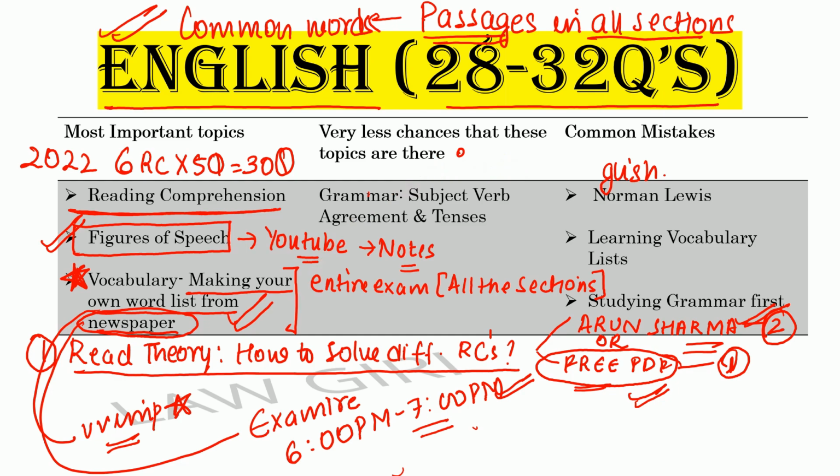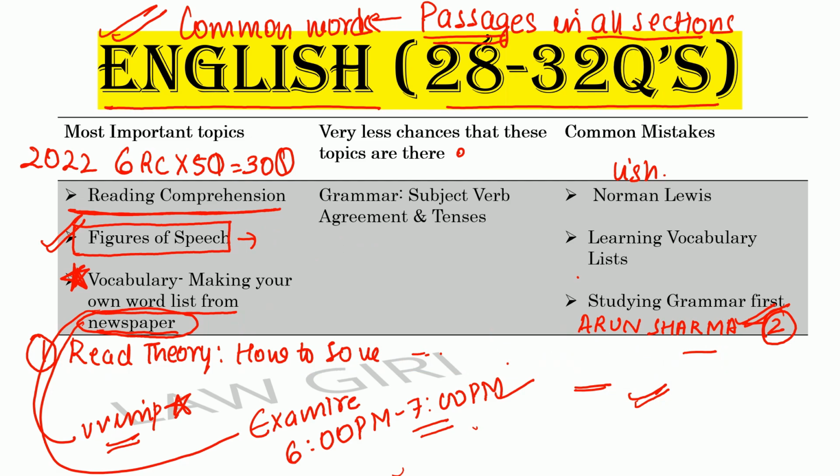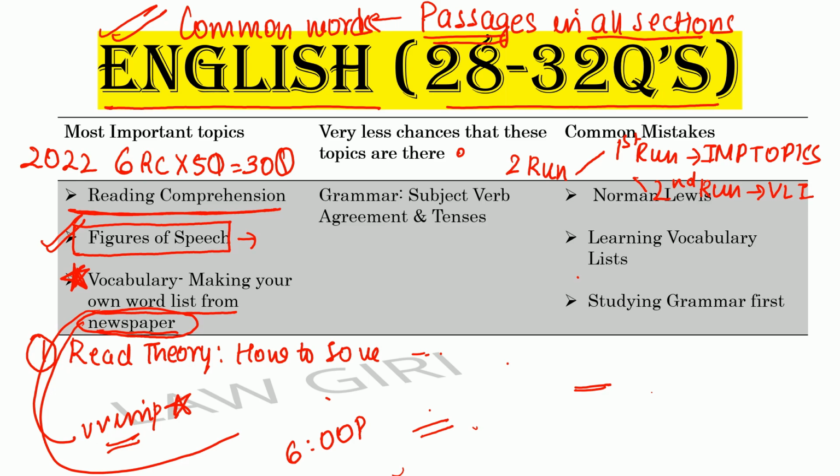Now, there are very few chances that these topics are going to be there is your grammar. So grammar, first, I always ask my students that you have to divide your preparation into 2 runs. What are these 2 runs? In the first run you're going to cover the important topics of all the sections. In the second run, you're going to do very less important topics, or the questions that are very less expected or are never there, but you're going to cover just for the safe side.